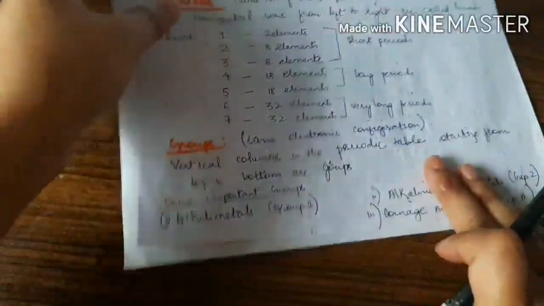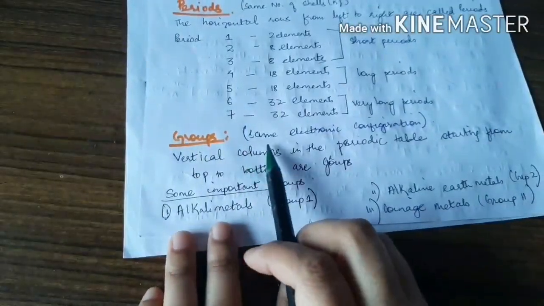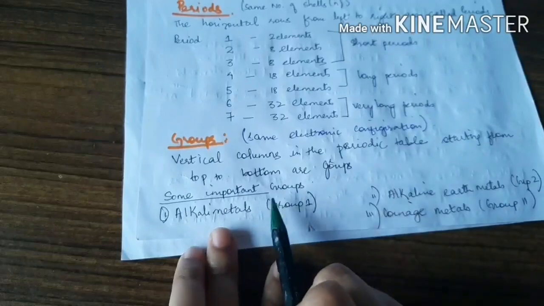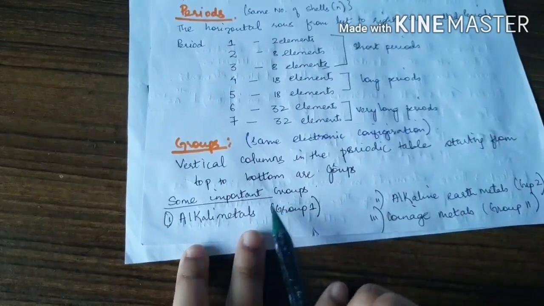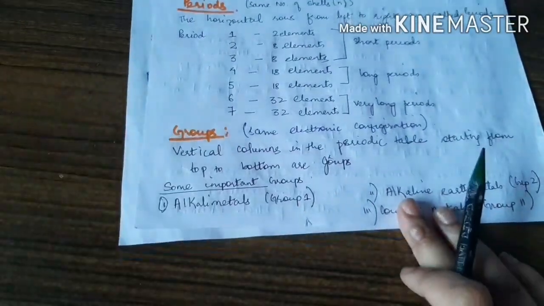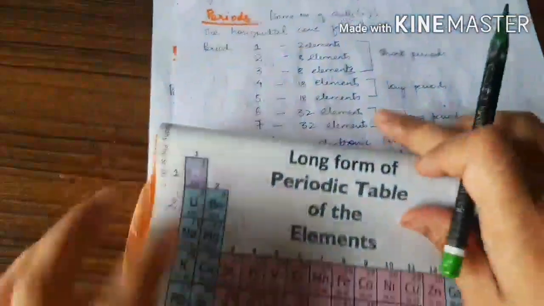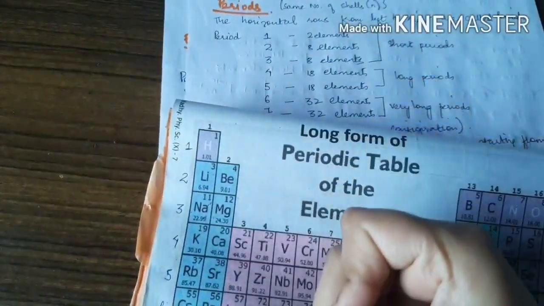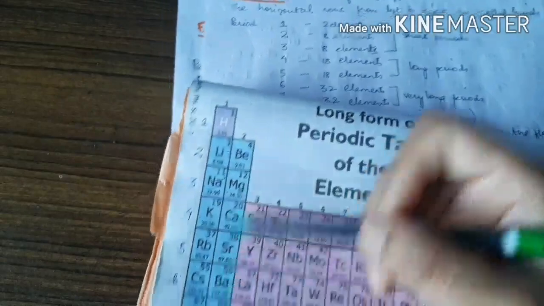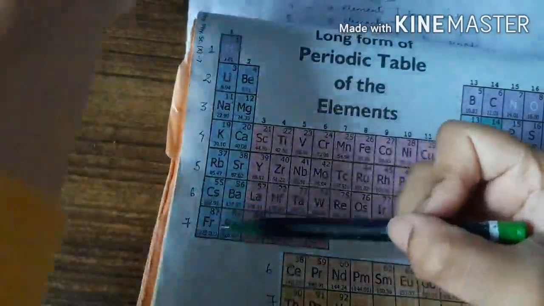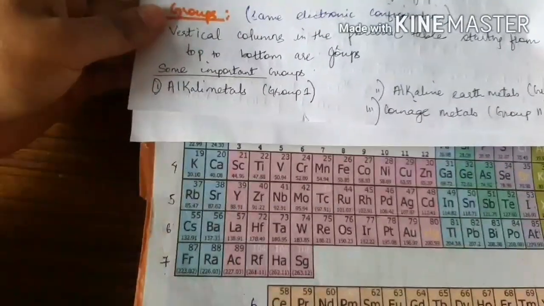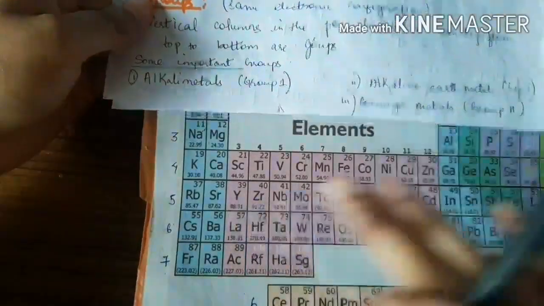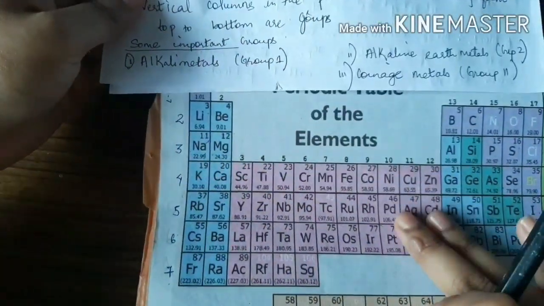Then groups: you saw that they will have the same electronic configuration. Now some important groups whose names I want you to remember. Here, group 1, can you see group 1? These are called alkali metals. You know that, no? You have done it in class 10 also, which is why I'm doing it in brief.